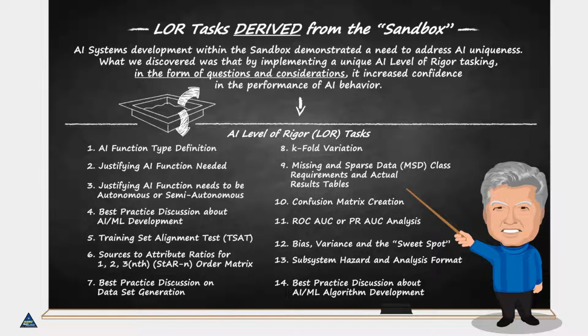We just reviewed all 14 level of rigor tasks. And I want to reemphasize that they were all derived from actually working in a sandbox environment with the robots and the mission planner. So when would you use these tasks? Would they be used in the requirement stage, in the algorithm development stage, in the test and evaluation stage? Where would you use them? Would they be used in multiple places? And how would they be used in multiple places? Let's talk about that next.